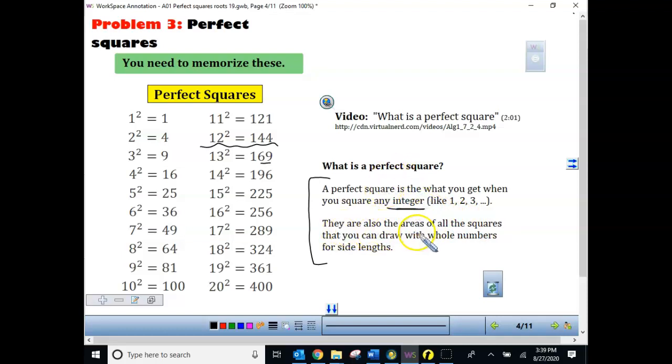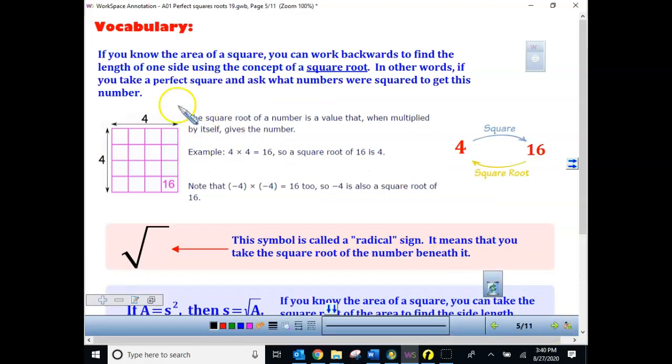It says these are also the areas of all the squares that you can draw with whole number side lengths. So sometimes we're going to talk about some tilted squares, and those are not going to be perfect. So in the vocabulary, if you know the area of a square, you can work backwards to find the side length of one side by using the square root. In other words, if you take a perfect square and ask what number was squared to get this, meaning what number times itself gives you that length.